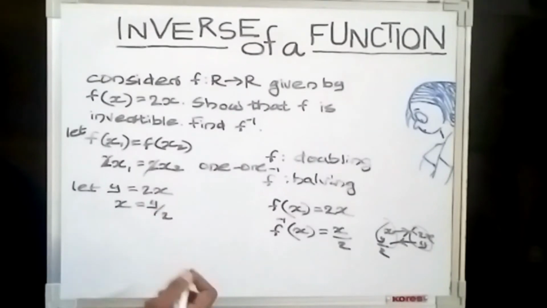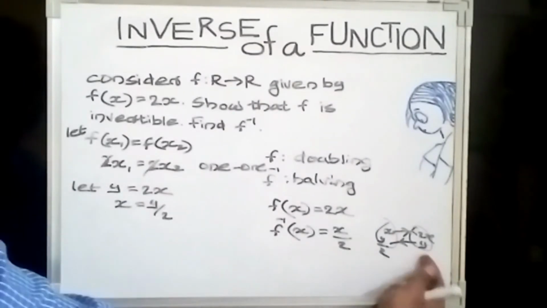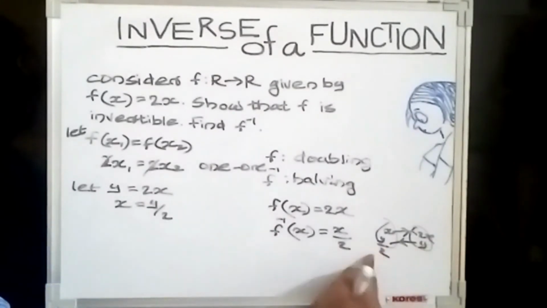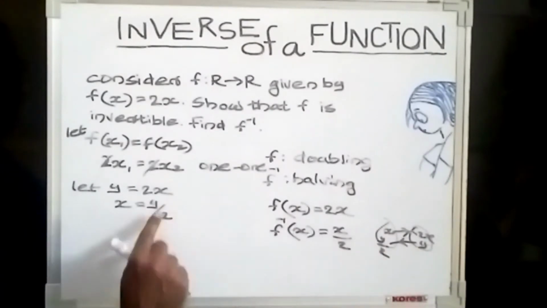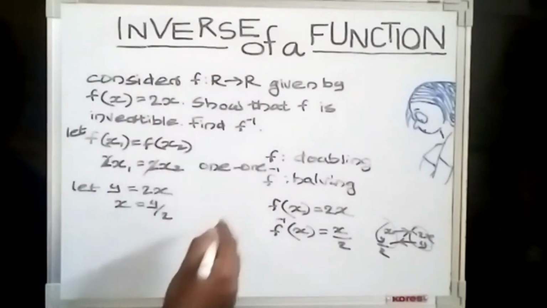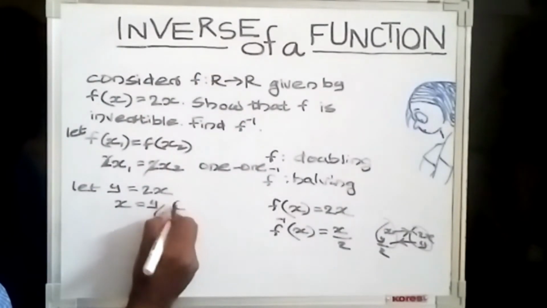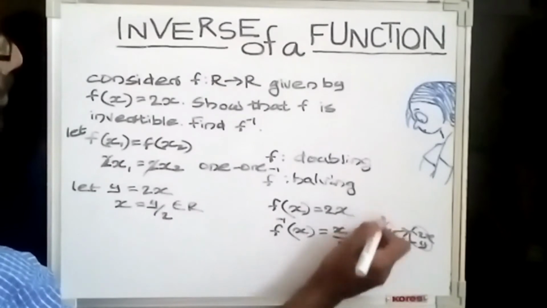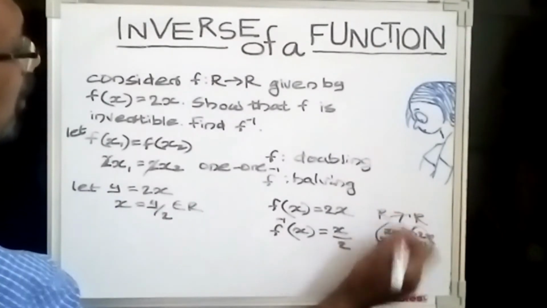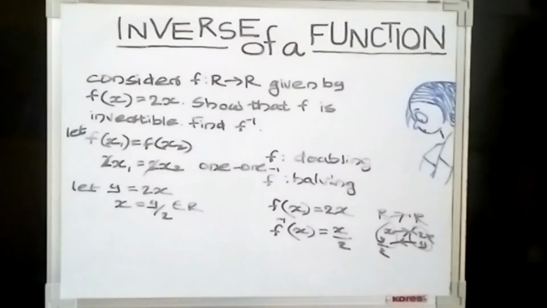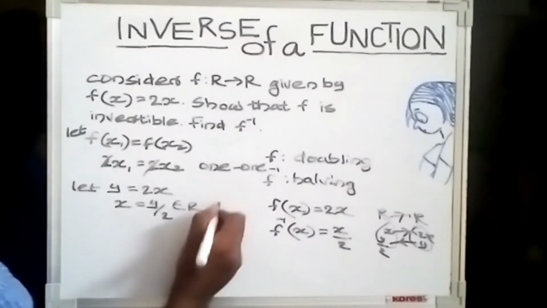Thus, x equal to y by 2. If there is a y in the second set, there exists an x such that x equal to y by 2. It is also a real number. Y by 2 belongs to the first set of real numbers, since f is defined from R to R. Thus, the function is onto.